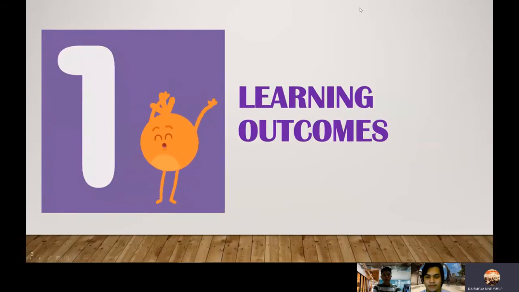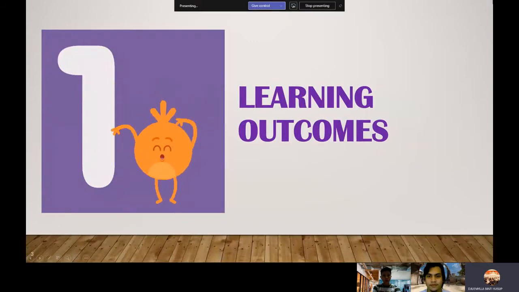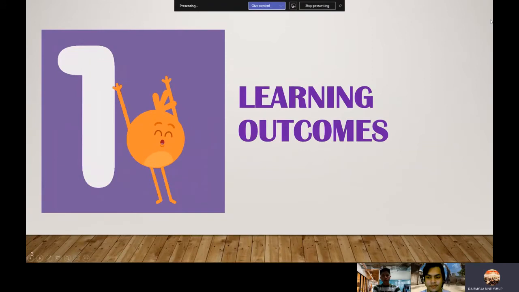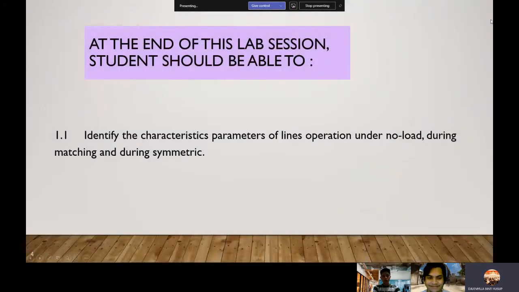First, the learning outcome. Based on the report that we did for these experiments, at the end of this lab session, students should be able to identify the characteristic parameters of line operation under no load, during matching and during symmetry.